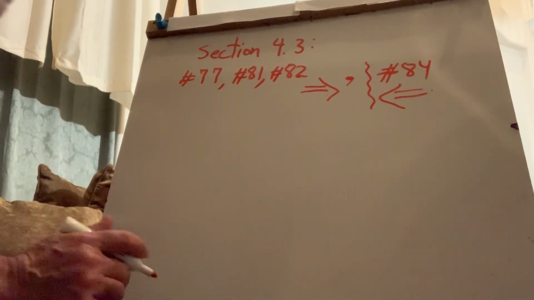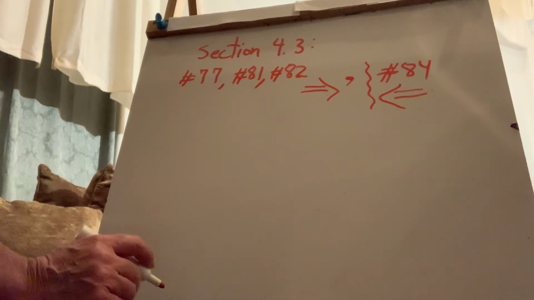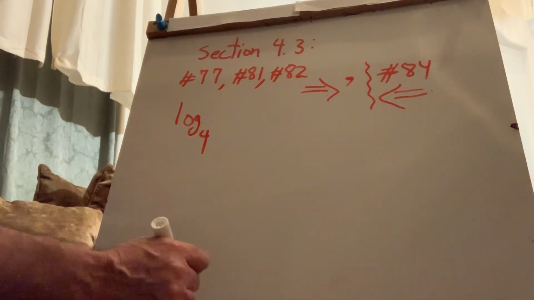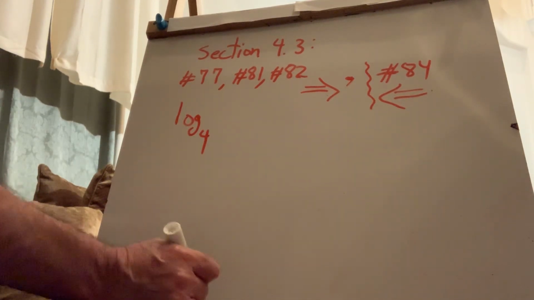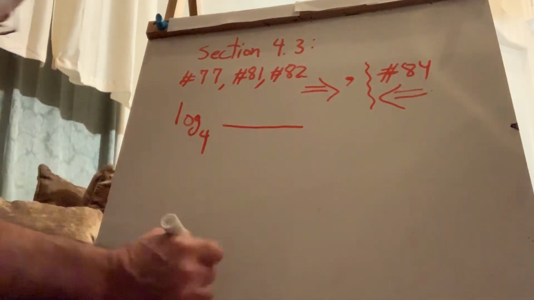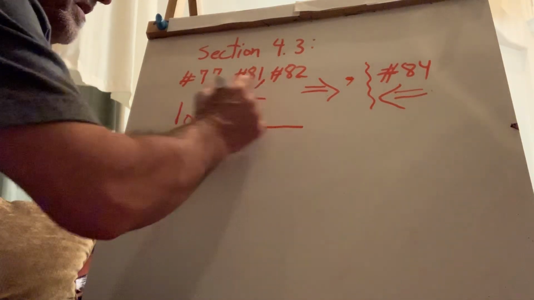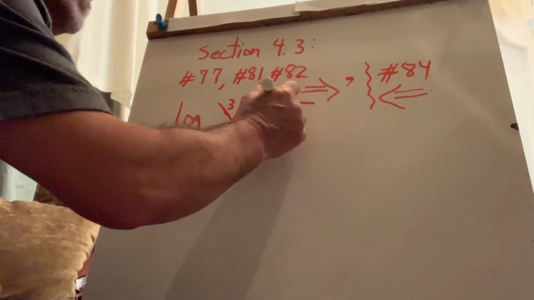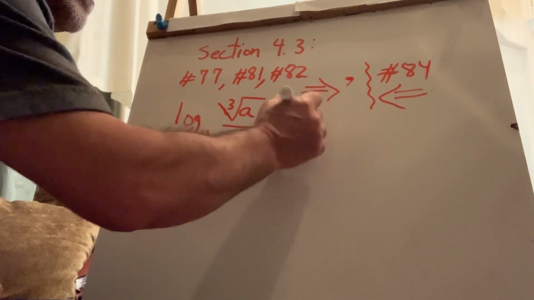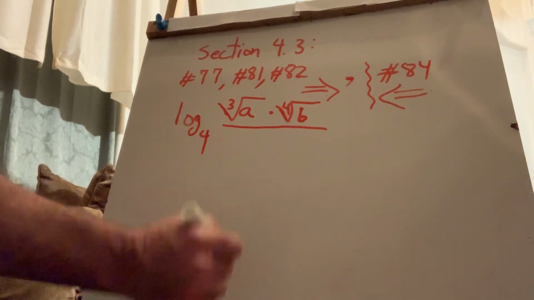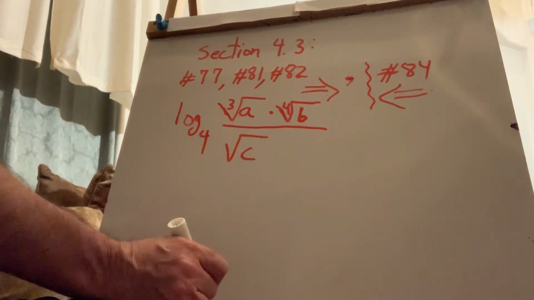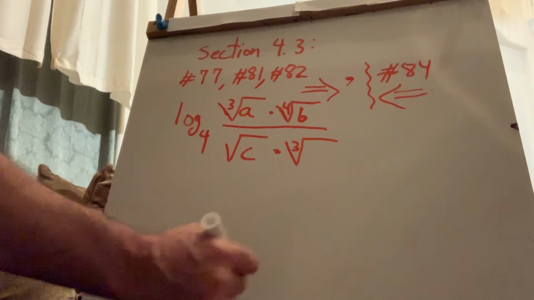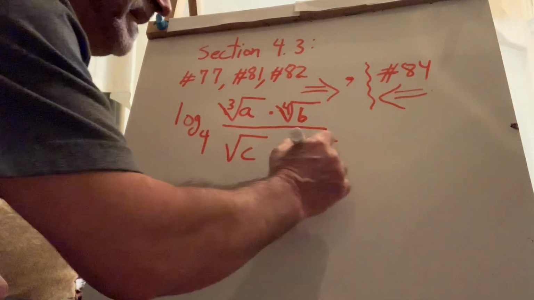Okay, so here's our expression in 82. We have log base 4 of, now on the top, we have the cube root of a times the 4th root of b, all over the square root of c times the cube root of d squared.